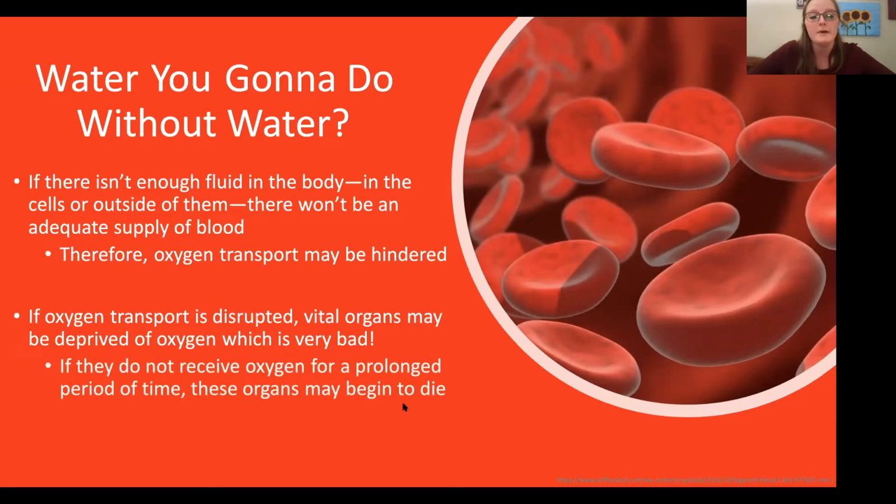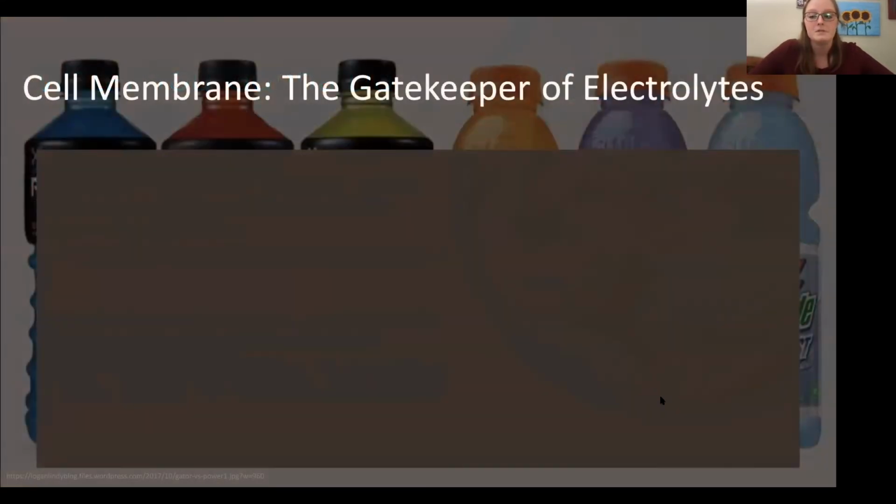So the thing about oxygen transport disruption is that your organs can hang in there for a little bit of time, but if they go without oxygen for a prolonged period of time, then the organs can start to die. So here comes another kind of large hiccup that we're going to work through on how this process works. We're going to talk about, at the cell membrane level, how your cells balance the electrolytes that are moved across the cell membrane.